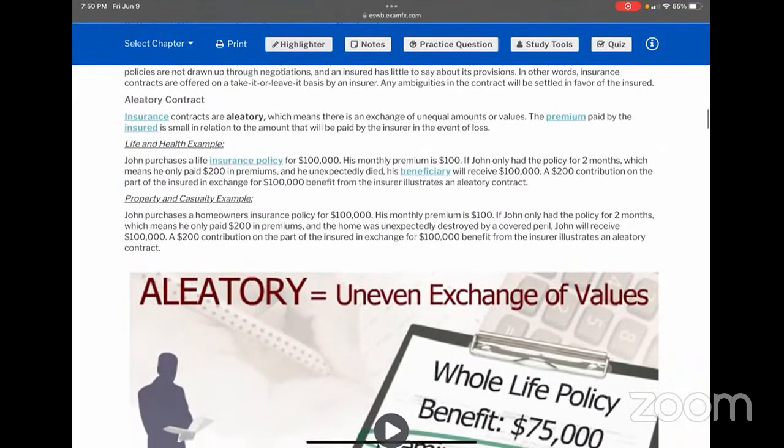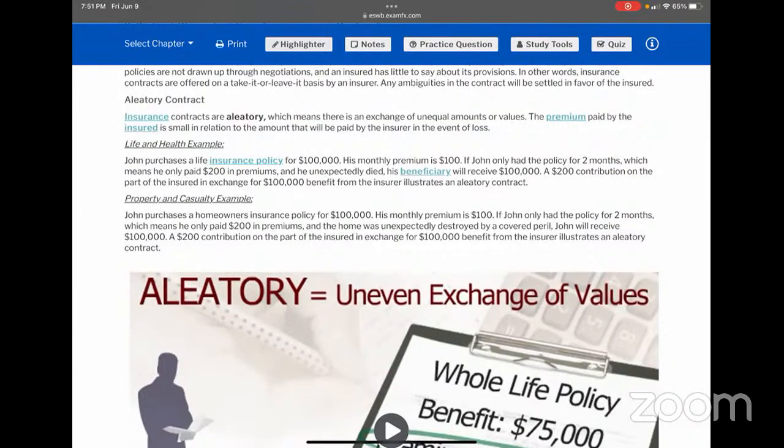Aleatory contract. Insurance contracts are aleatory, which means there is an exchange of unequal amounts or values. The premium paid by the insured is small in relation to the amount that will be paid by the insurer in the event of loss. Ain't that what we just talked about? Right? That's exactly what we just talked about.